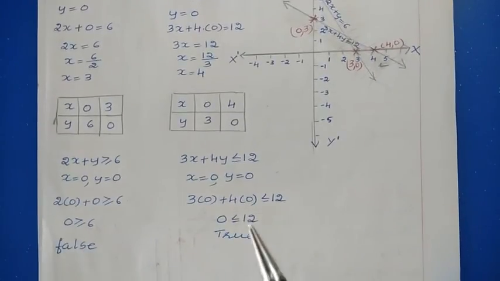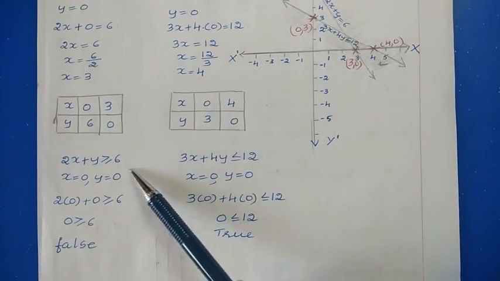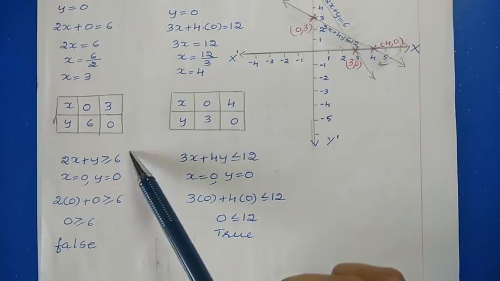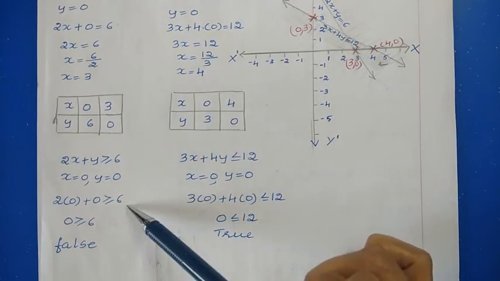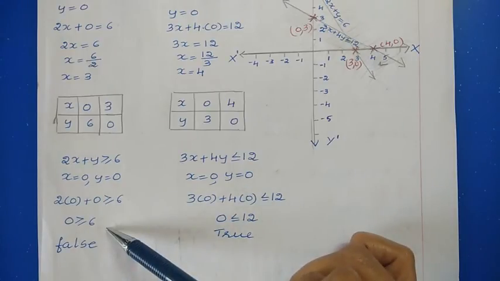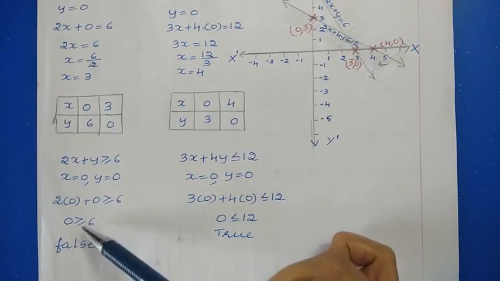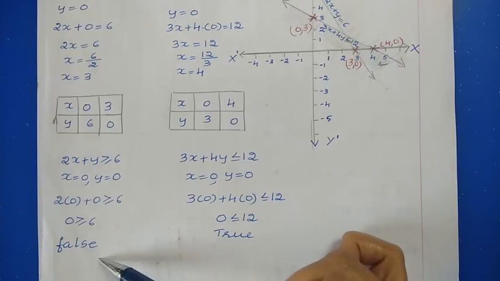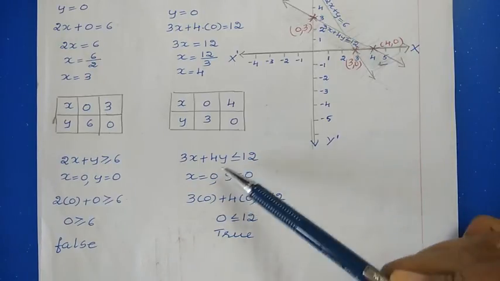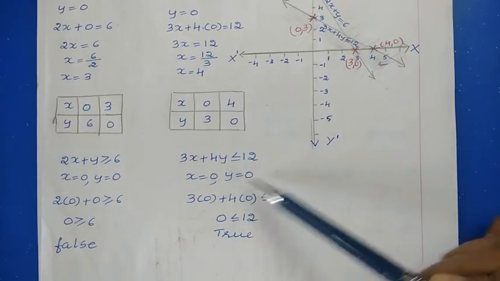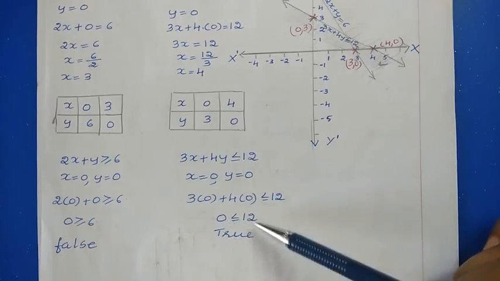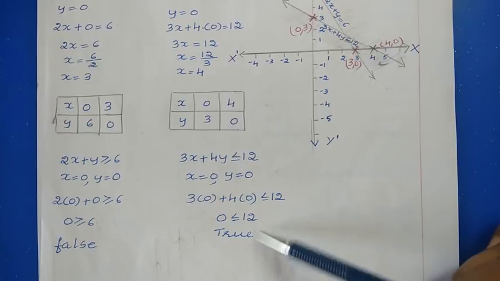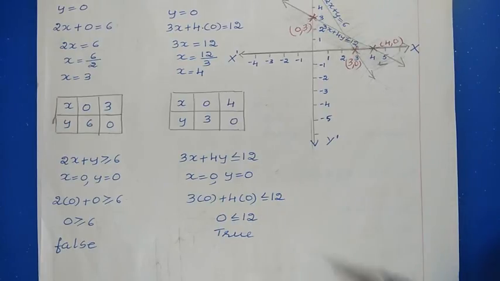See, let us take the first inequality, 2x plus y greater than or equal to 6. Here put x equal to 0 and y is equal to 0. That is 2 into 0 plus 0 is greater than or equal to 6. 0 is greater than or equal to 6. See, this is a false statement because 0 is less than 6. So this is false. And then for this, 3x plus 4y less than or equal to 12. If I put x equal to 0 and y is equal to 0, I get here 0 less than or equal to 12. For this I am getting a true value because 0 is less than 12. So this is a false region and this is a true region.